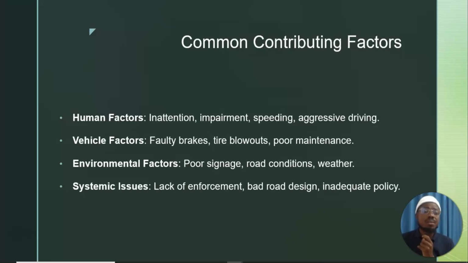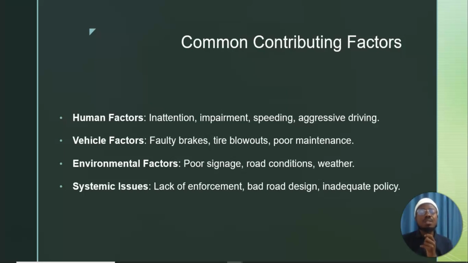So under the vehicle factors, we have faulty brakes, and this is very important. This is also why regular maintenance of the vehicle is very important, to be sure that the brakes and every other piece of equipment within the vehicle are in the right working condition. Also, tire blowout is another contributing factor to any form of accident, or poor maintenance. This is also very similar to the faulty brakes.